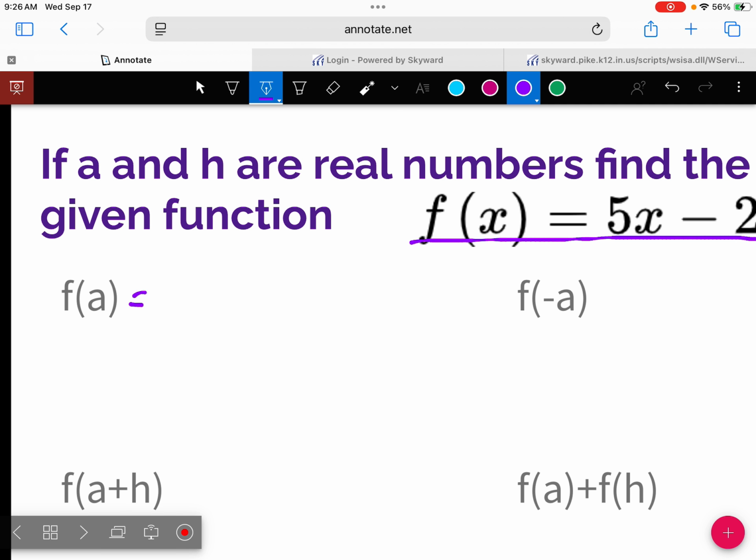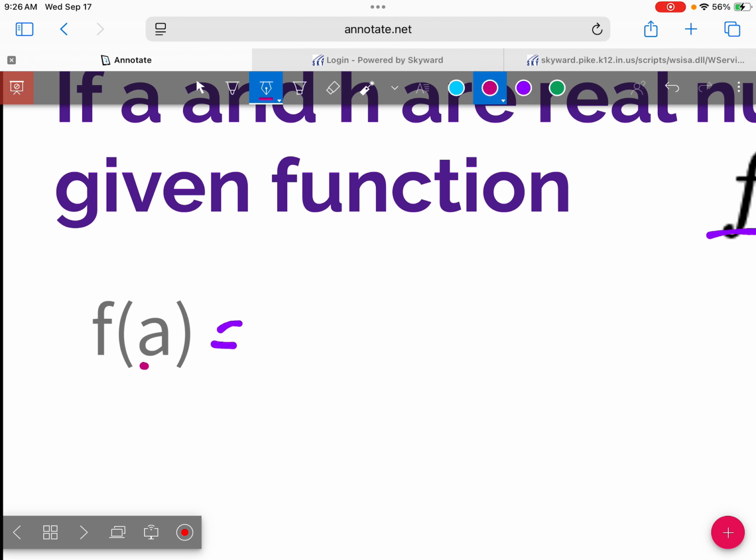All we're doing here is we're replacing the x with an a. That's all it is. So this is going to be 5a minus 2. Replace the x with an a. And that's the answer? Yep.